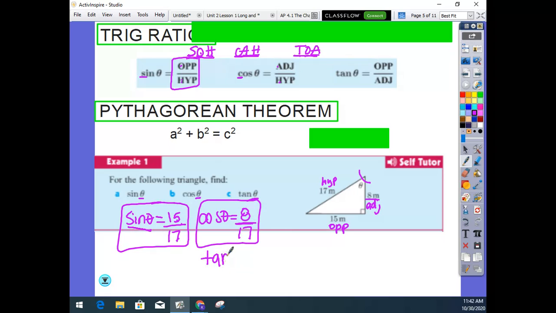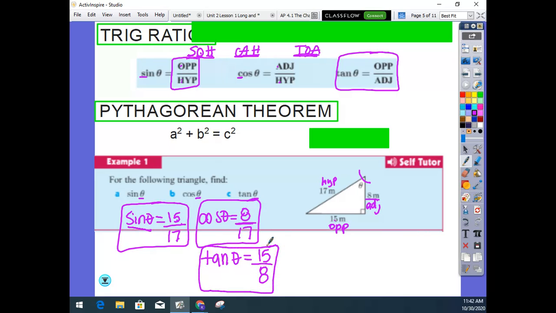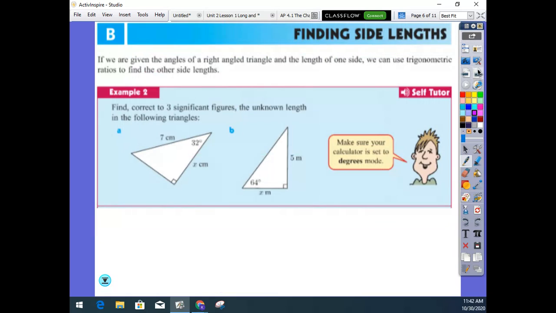Finally, tangent of theta. Tangent is TOA, opposite over adjacent. Opposite 15 over adjacent 8. So tangent of this angle will have a value of 15 divided by 8. That's all you're finding, and that's section A. Section B, you're going to want your calculators, to 3 sig figs.